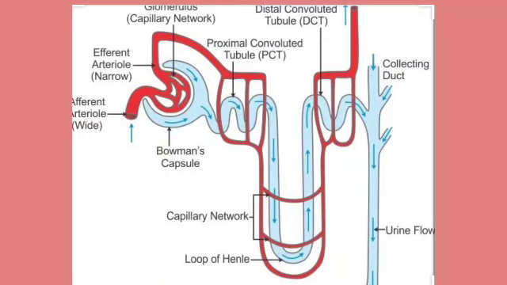Now what happens in this? First we will see here two or three things. The first one is the Bowman's capsule. Then you will see the proximal convoluted tubule, called the PCT. The third one is the distal convoluted tubule, called the DCT, and the fourth one is the collecting duct. So it is divided into 4 parts, we can say. Now these 4 parts perform the filtration process.